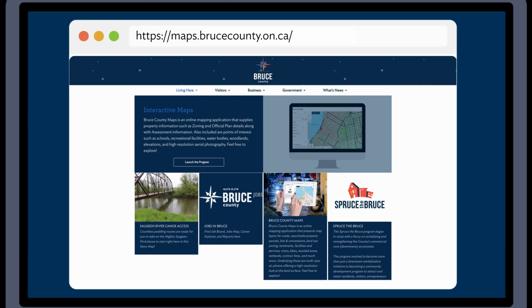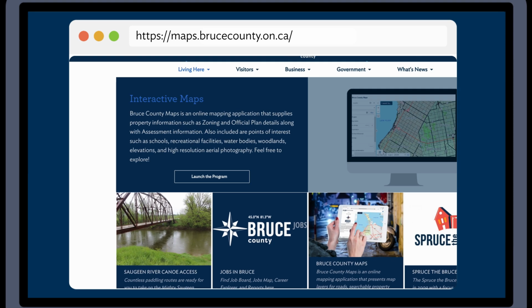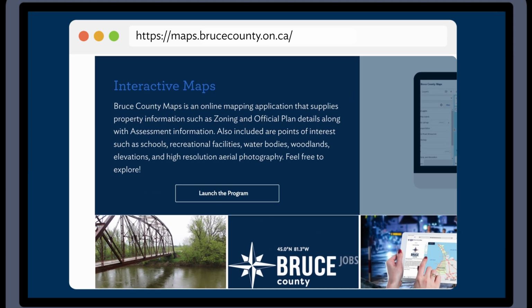Bruce County Maps is available to help you get an approximate estimate of your property to develop a site plan. Please note that Bruce County Maps is not intended to replace a survey.